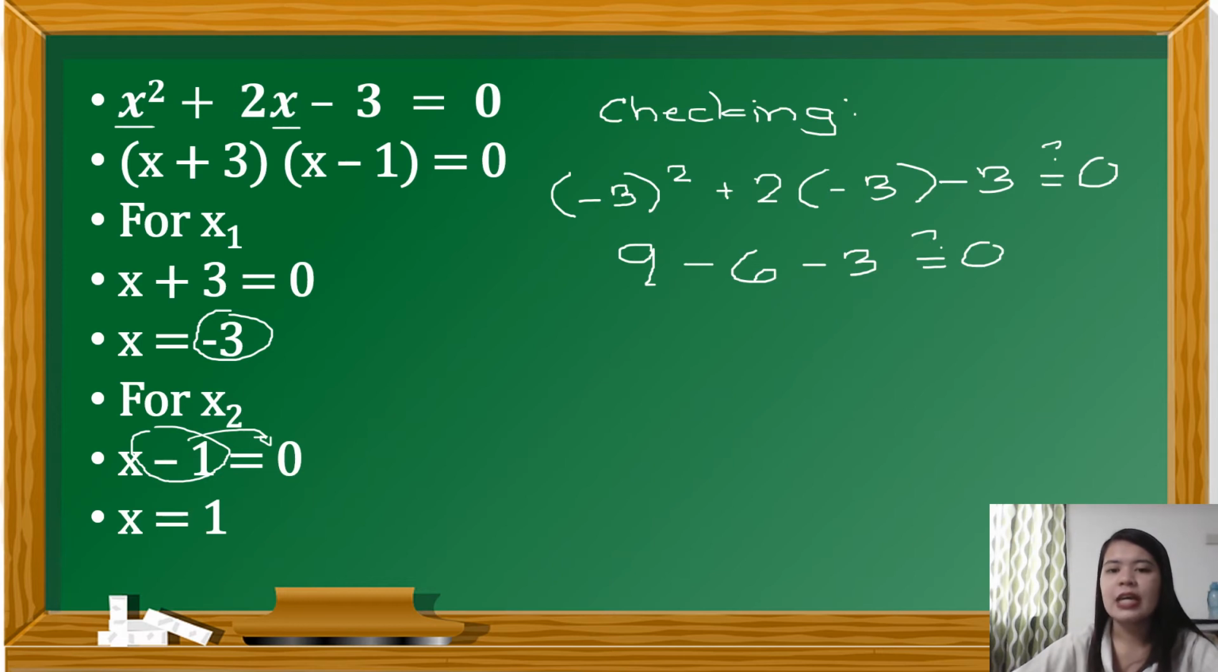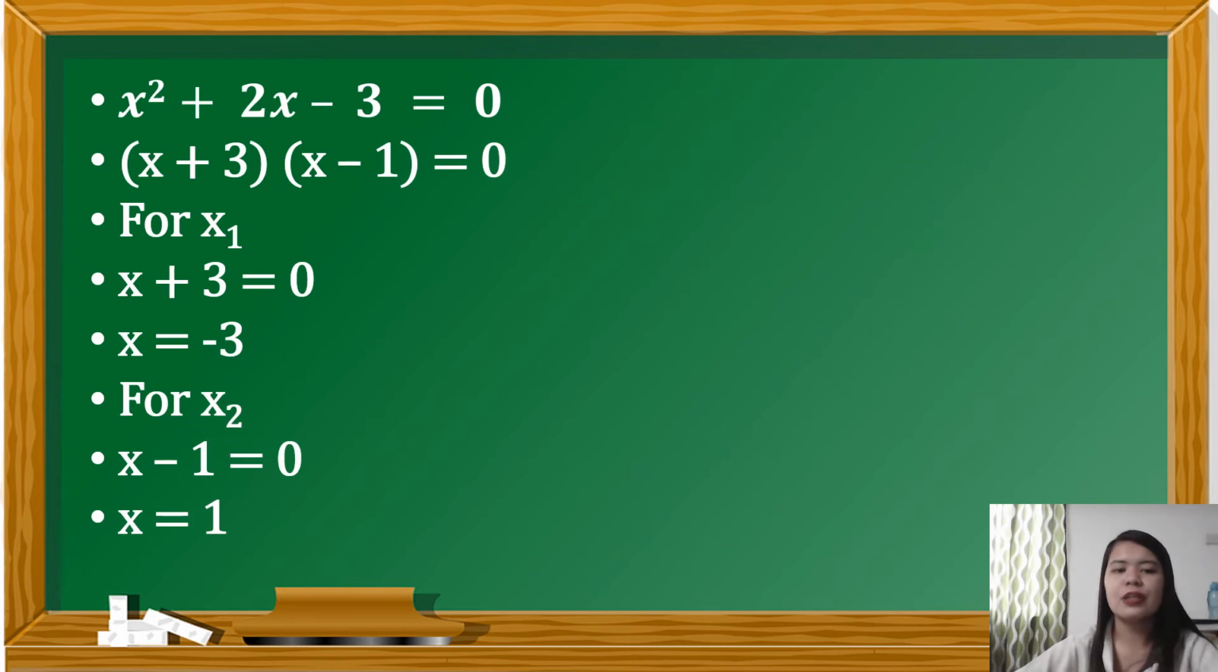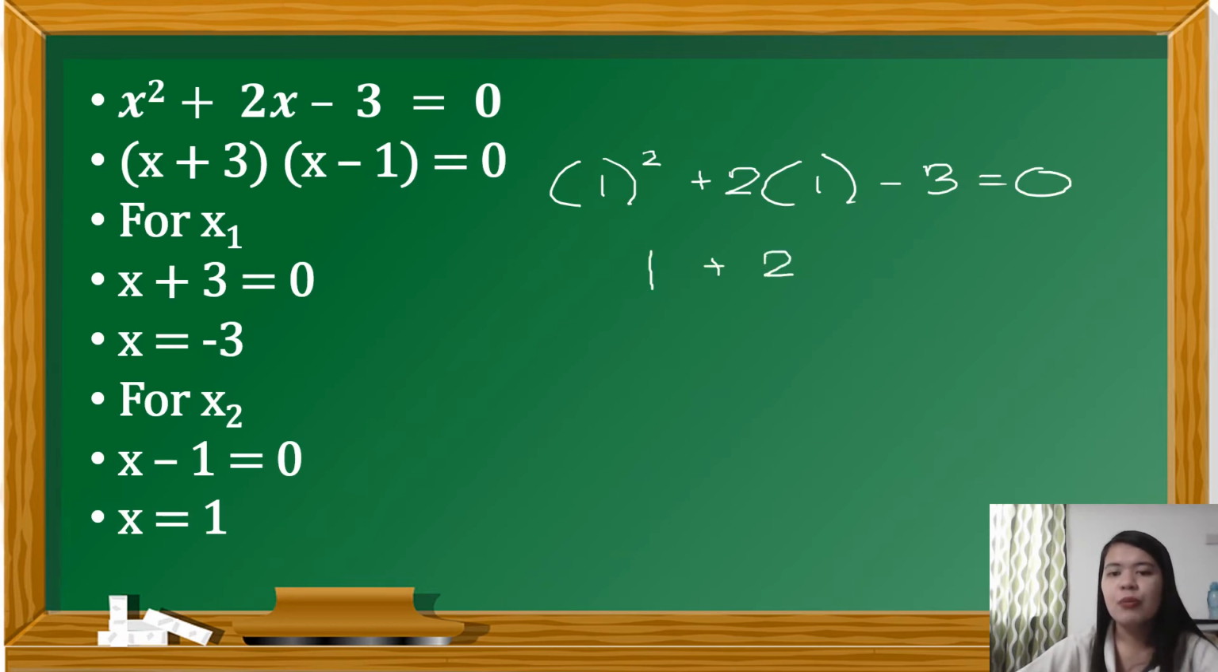Let's find out. 9 minus 6 is 3. Copy negative 3. Is it equal to 0? 3 minus 3 is equal to 0. 0 will be equal to 0. So it means we got the correct answer. For the second one, the value of 1. So we have 1 squared plus 2 times 1 minus 3 is equal to 0. So 1 times 1 is 1 plus 2 minus 3 is equal to 0.